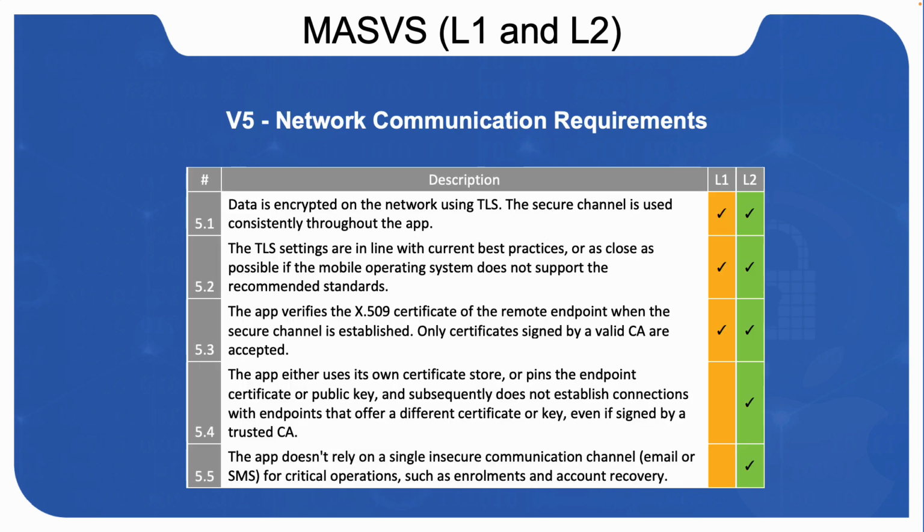The goal of the V5 control is to guarantee the integrity and confidentiality of data transferred between the remote service endpoint and the mobile app. At the absolute least, a mobile app must configure the TLS protocol with the proper settings to create a safe, encrypted channel for network connection. Additional defense in-depth measures, including SSL pinning, are needed for level 2 or higher.